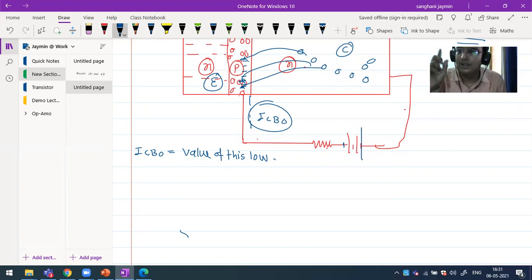If you compare both, the value of collector current is high in the common emitter configuration. In common emitter, the collector current value will be high compared to common base. Remember that point. Please try to keep it in mind.